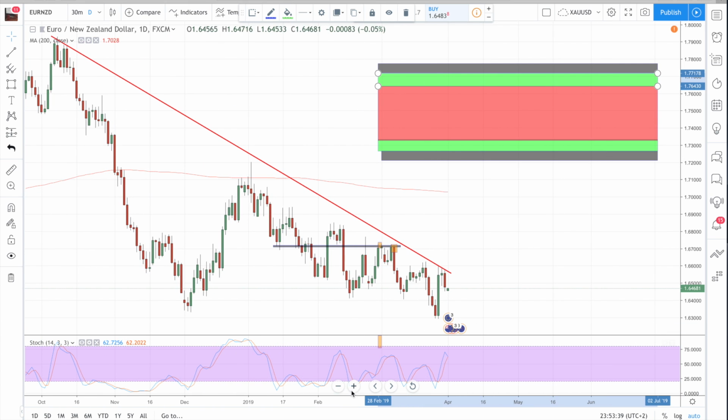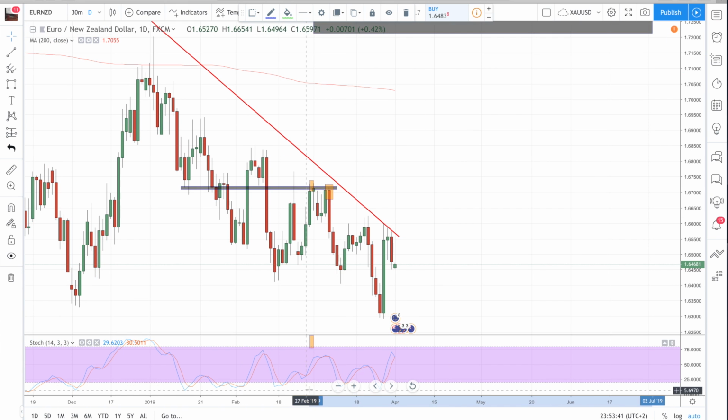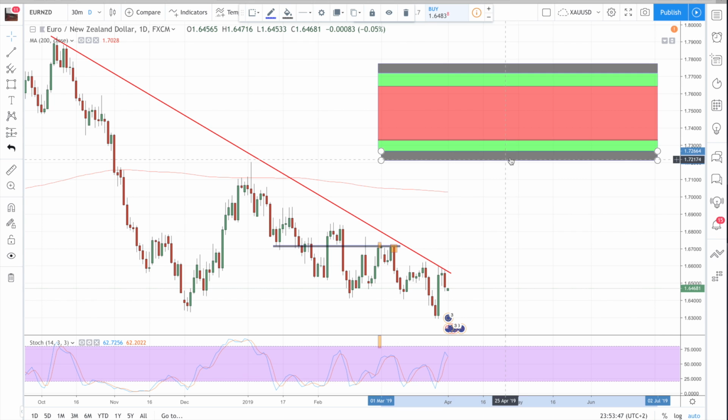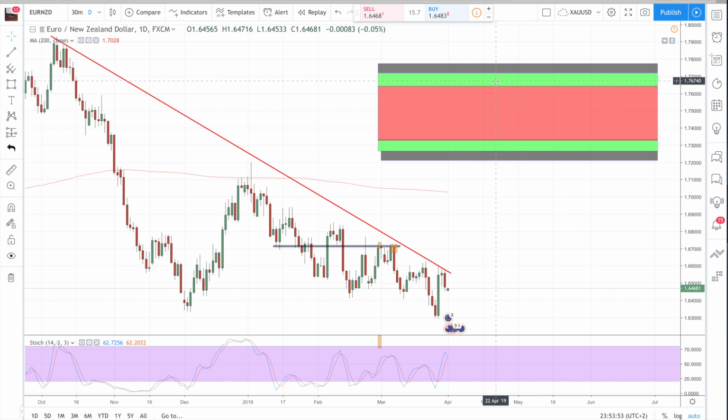So, basically, what do we have here? Here we have a support in black. Here we have a resistance. Here in green we have an area that we trade, and in the middle we don't trade.